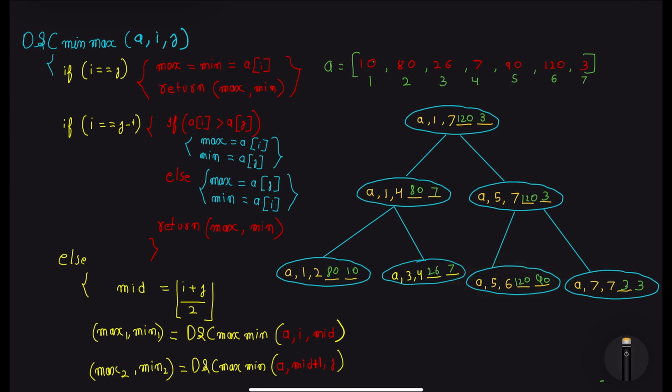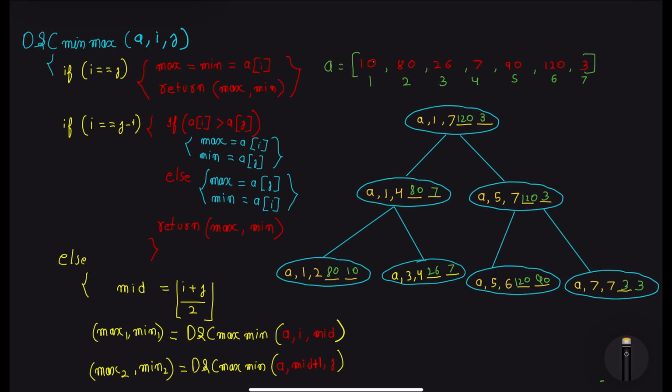We will go inside the function again with values A56. Here the first condition will fail, 5 is not equal to 6, but the second condition will be true, so 5 is equal to 6 minus 1, which is 5. Inside if, 90 is smaller than 120, so max will become 120 and min will become 90. So we got our max 1 and min 1 as 120 and 90.